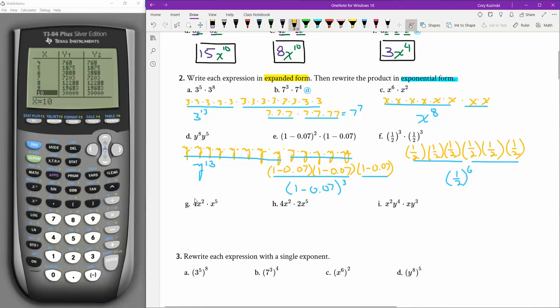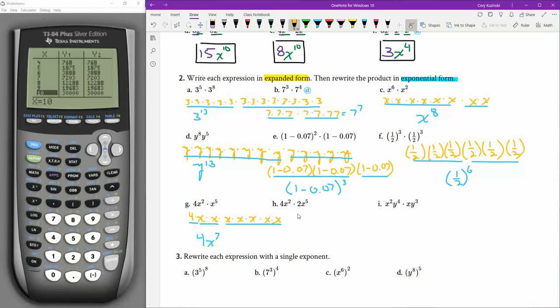All right, now it gets a little interesting. We got a 4 times x times x times x times x times x times x times x. So we've got the 4, that's just to the first power, times x squared times x to the 5th. That's 4x to the 7th.